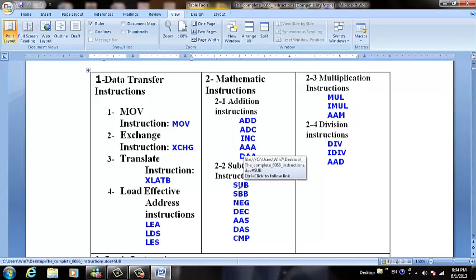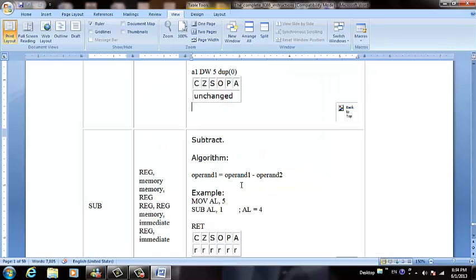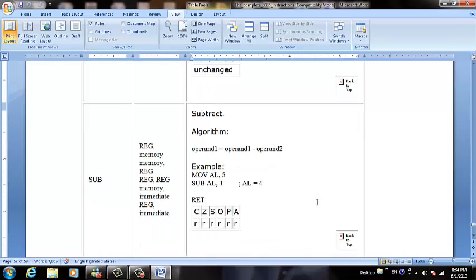Now the subtraction, let's see. Subtract subtracts the source from the destination, and the result will be stored in the destination. As you see here, what are the source and destination? They can be register, memory register, and memory immediate.